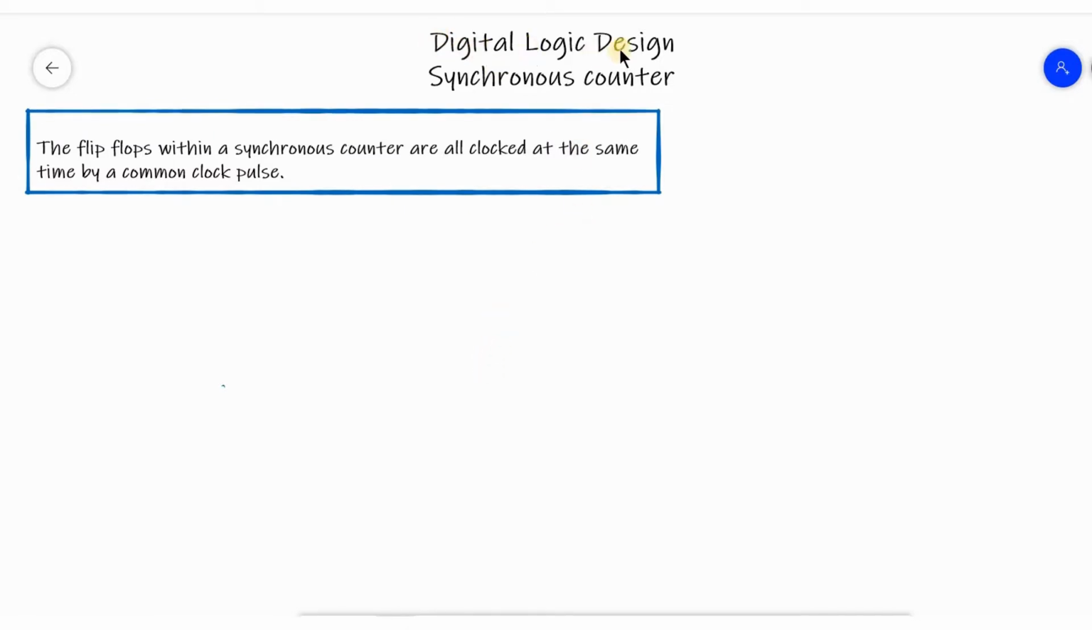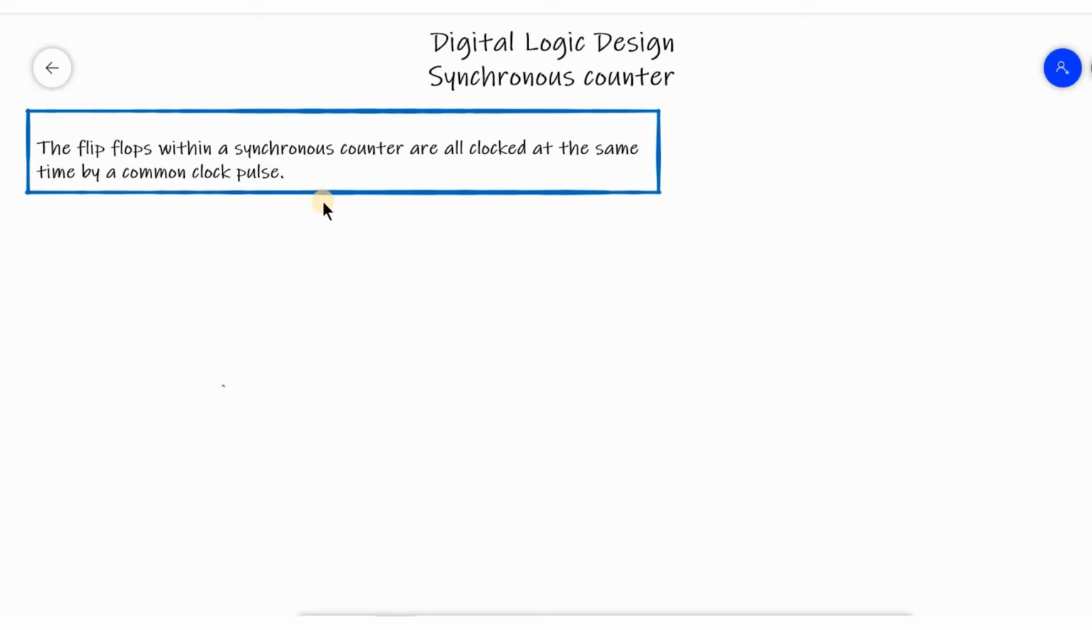So in today's video of digital logic design, we are going to study about synchronous counters. A synchronous counter is generally the one in which the transition occurs with the clock. The synchronous counter uses flip-flops which are all clocked at the same time by a common clock pulse. That is, the flip-flops inside a synchronous counter will be operated at the transition of a common single clock pulse.